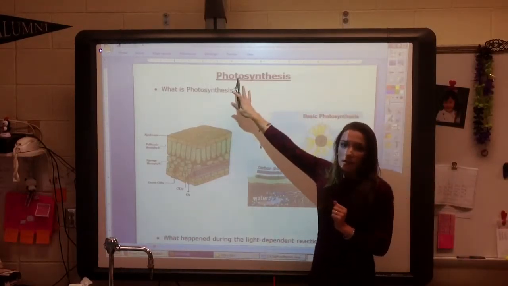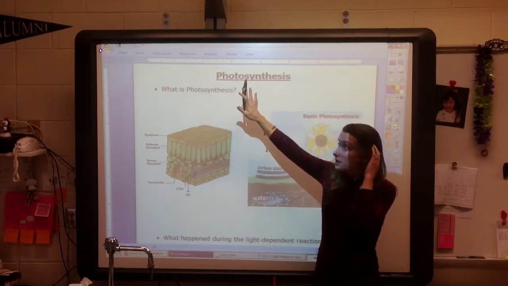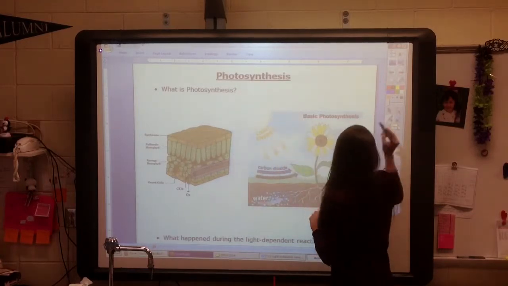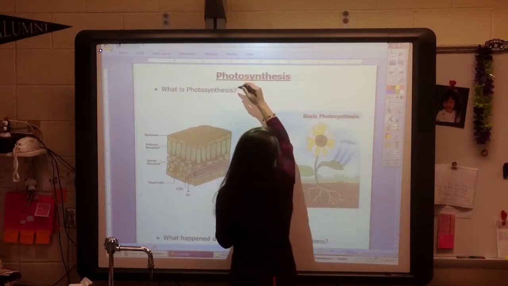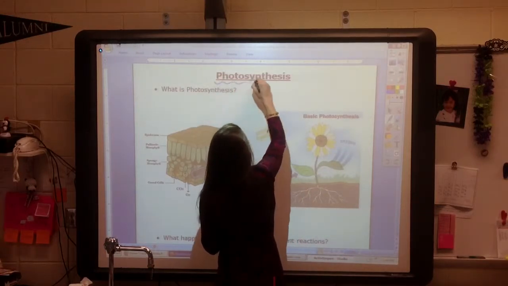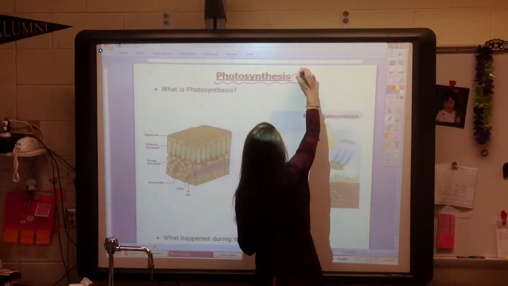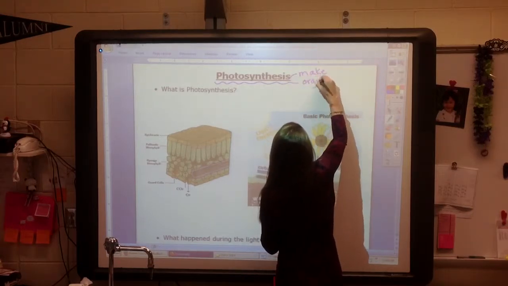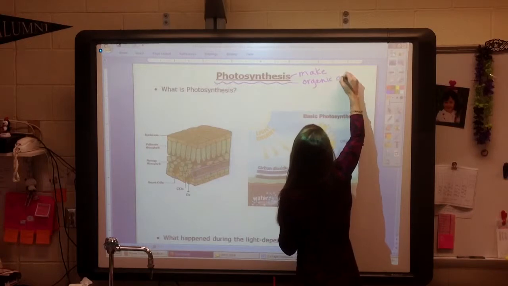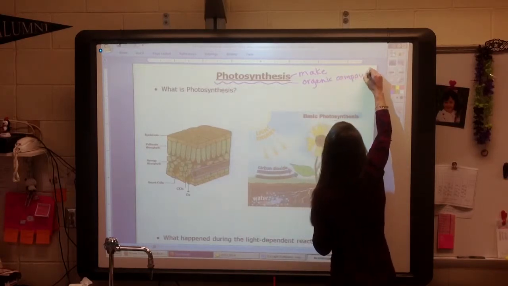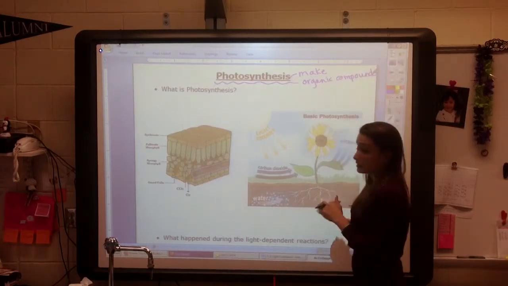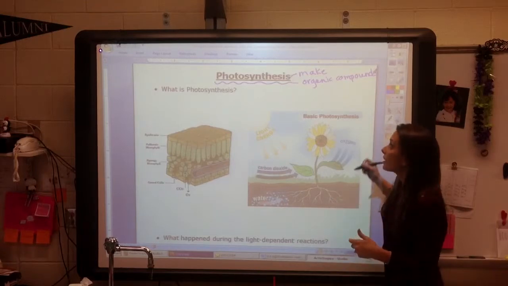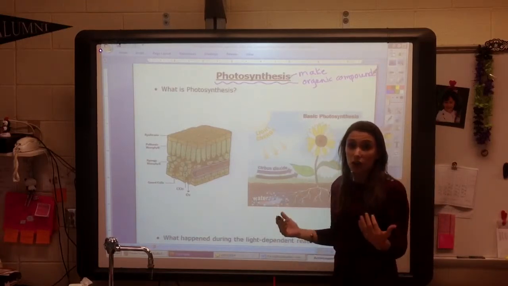So we're focusing in on photosynthesis in this section of the unit, and we've already talked about what this word means, but we want to remind ourselves. Photosynthesis means to make. And remember, what we're making are organic compounds. Now, prior to studying photosynthesis in AP Bio, we just said that photosynthesis makes sugar.